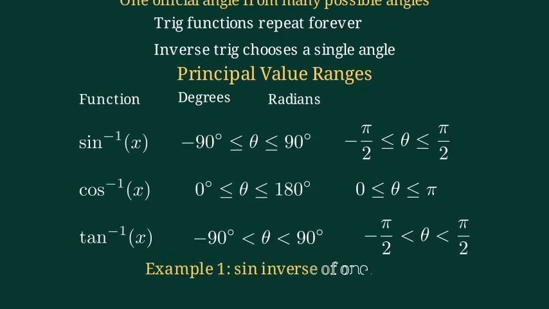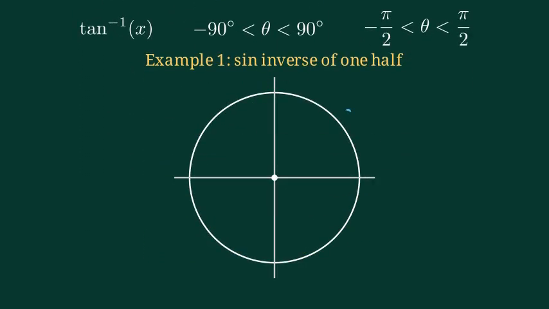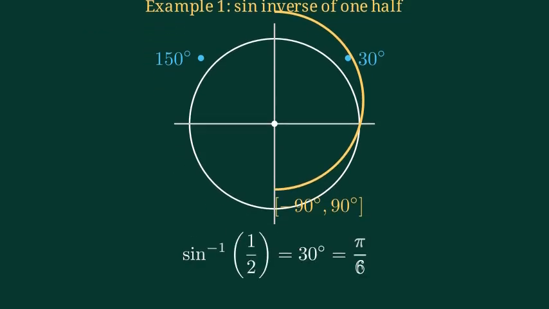Example 1. Find the principal value of sine inverse of 1/2. The angles with sine 1/2 are 30 degrees and 150 degrees. For sine inverse, we must stay between -90 and +90. So the principal value is 30 degrees, or pi/6.